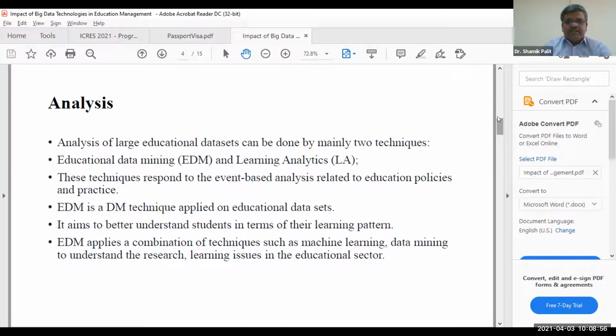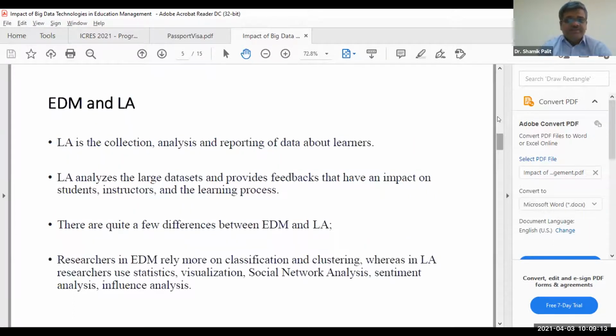Here, we make use of emerging trends like machine learning and artificial intelligence techniques to understand different types of heterogeneous data, and to focus on any specific learning issues faced by that particular student.